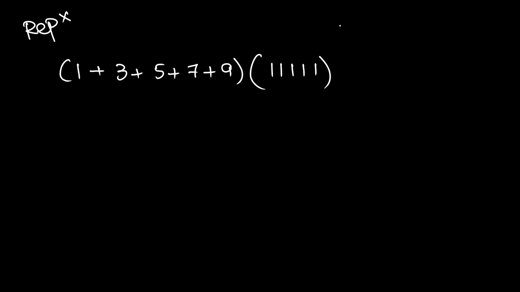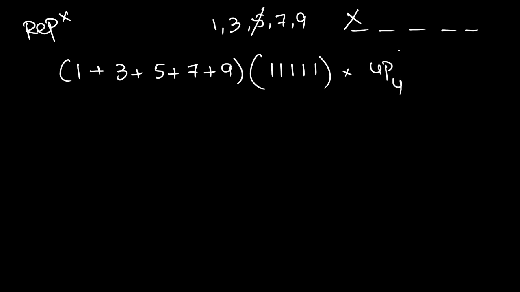Now, among those 5 slots, one slot is booked and one of the numbers is used. Let us say 5 is used. Then how many slots are available? 4 slots. How many numbers are available? Now, what is the way to fill? What should be written here? 4P4, 4 factorial. Repetition is not allowed.